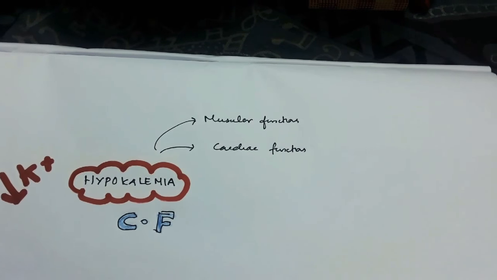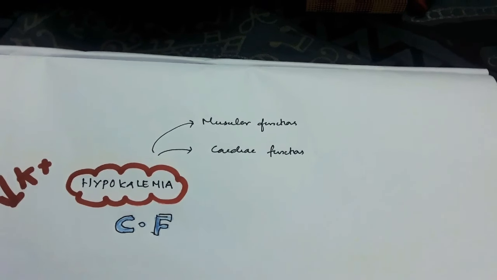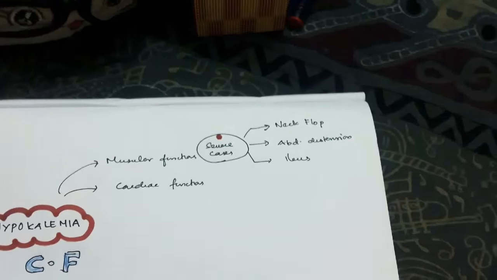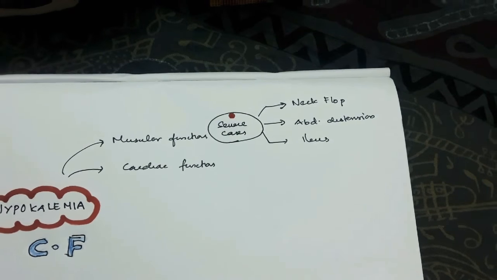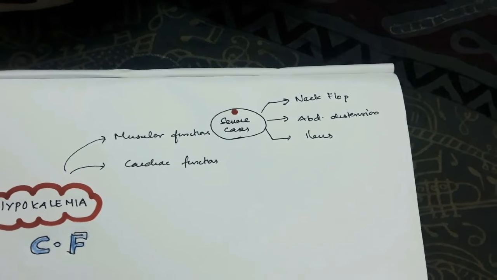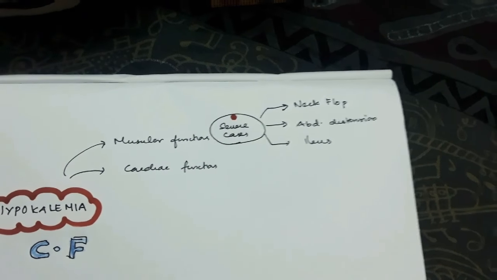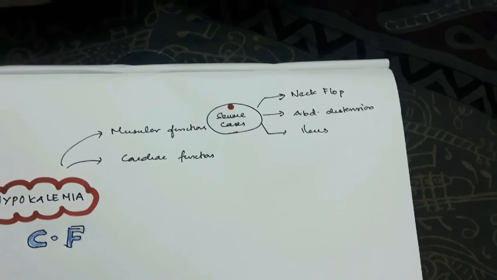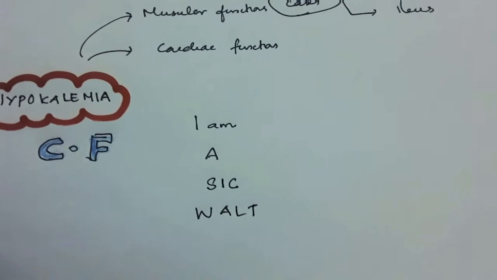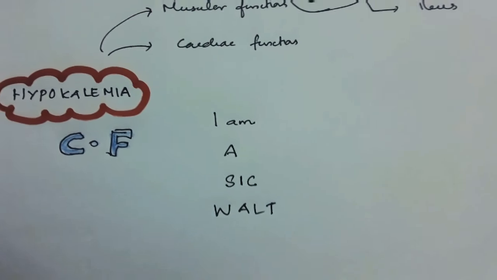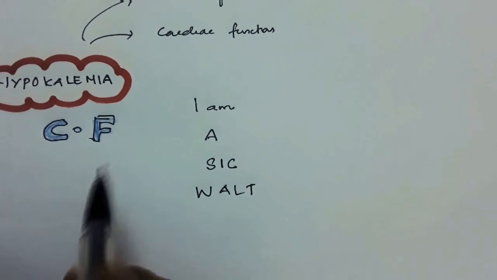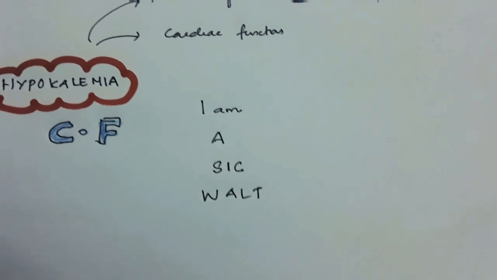Usually non-specific symptoms predominantly are related to muscular or cardiac functions. In severe cases, due to muscle weakness, there can be neck flop, abdominal distension and ileus. For easy learning of clinical features of hypokalemia, use the mnemonic I am a sick vault.